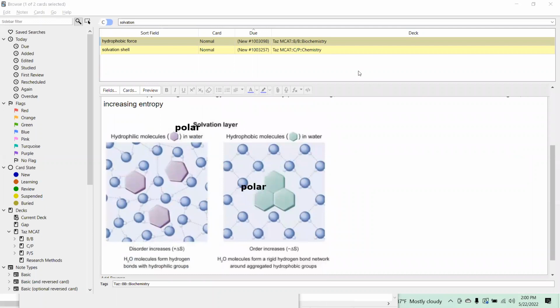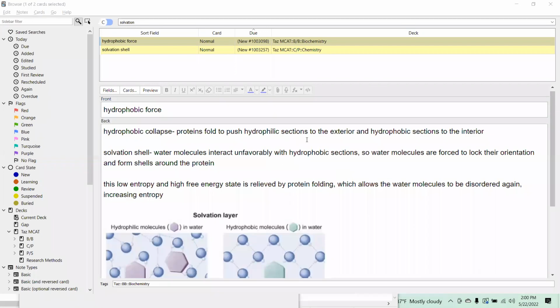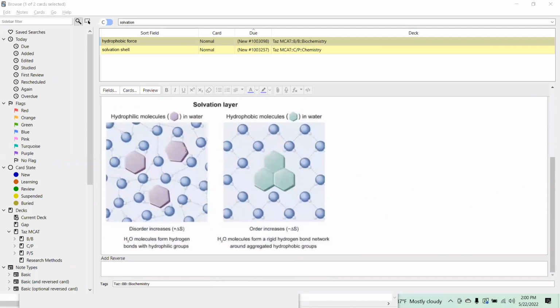Yes, okay. So this is the solvation shell. Water molecules interact unfavorably with hydrophobic sections. So water molecules are forced to lock their rotation and form shells around the protein. So here, if this is hydrophobic, look at how the water molecules have to arrange themselves. They get locked in this rigid conformation because they can't insert themselves into this water. They can't really interact with the hydrophobic molecule, so they're just stuck this way. However, with hydrophilic molecules, they can move around willy-nilly as much as they like.